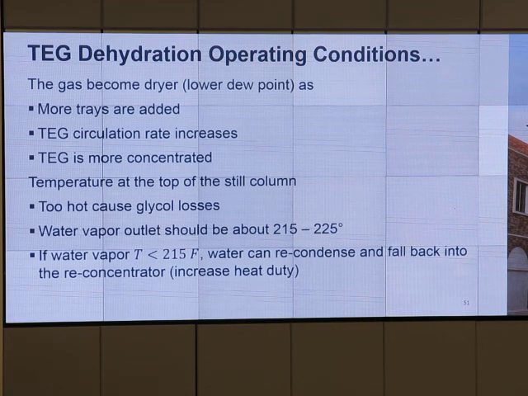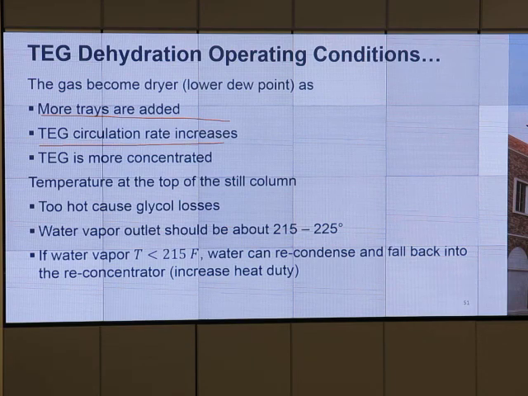Okay, let's take a look at this. Gas will be drier if you have more trays, or the absorber becomes bigger, or we increase the recirculation rate, or the triethylene glycol is very concentrated: 99% can remove more water than 95%. Okay? Temperature at the top of the still column matters. Too hot, not good. If the still column is too hot, we lose glycol.